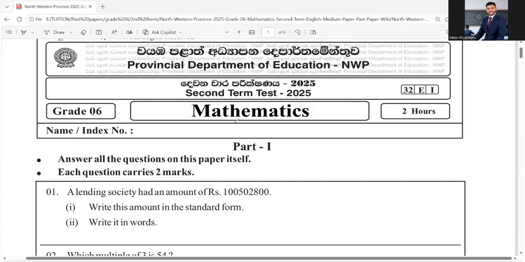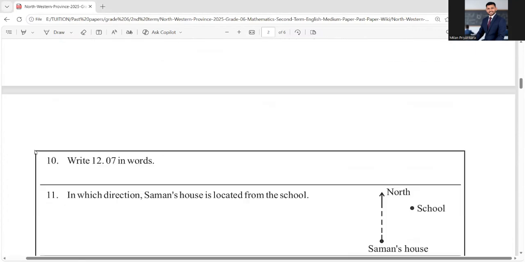Hi children, today I am bringing you the second part of this paper. I hope you are preparing for your second term test. So this is going to help you answer those questions and understand the theory parts required.